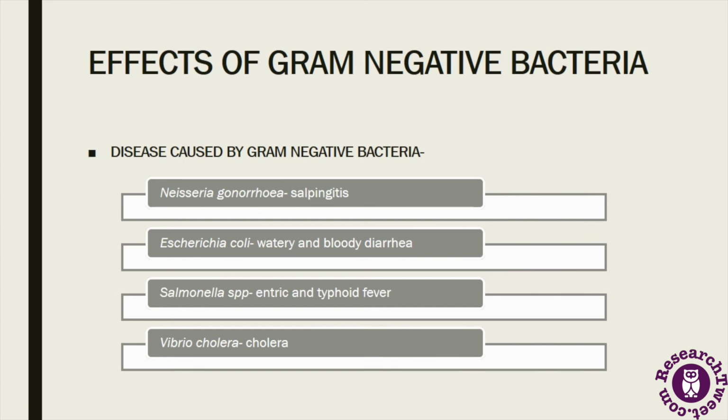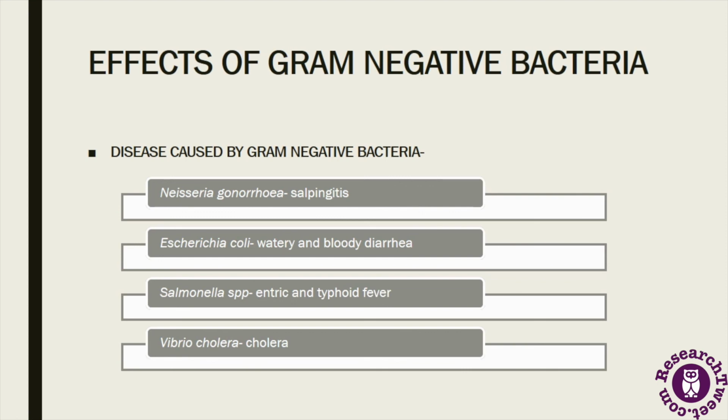Another species is E. coli, or Escherichia coli, which causes watery and bloody diarrhea in humans. It causes some intestinal diseases and sometimes extra-intestinal diseases such as urinary tract infections, pneumonia, and other infections in humans. Another species is Salmonella, like Salmonella typhi and many other species of the genus, which cause enteric and typhoid fever in humans, which includes headache, fever, and many other symptoms.